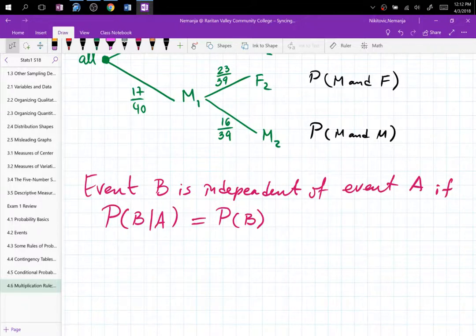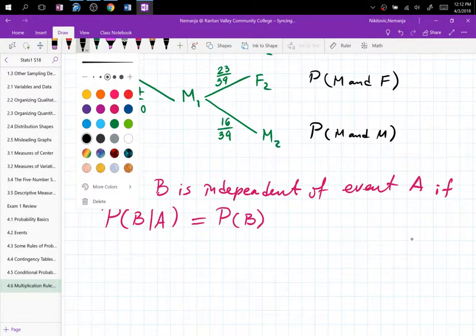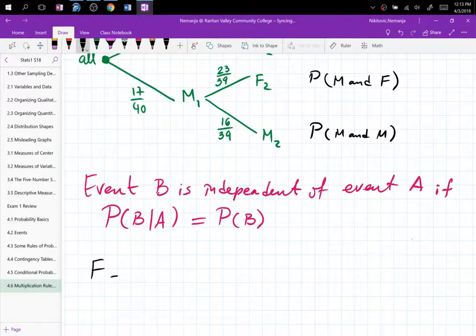So, playing cards. We're going to, again, take a look at the deck, and we're going to define some events. So F is the event that a face card is selected.